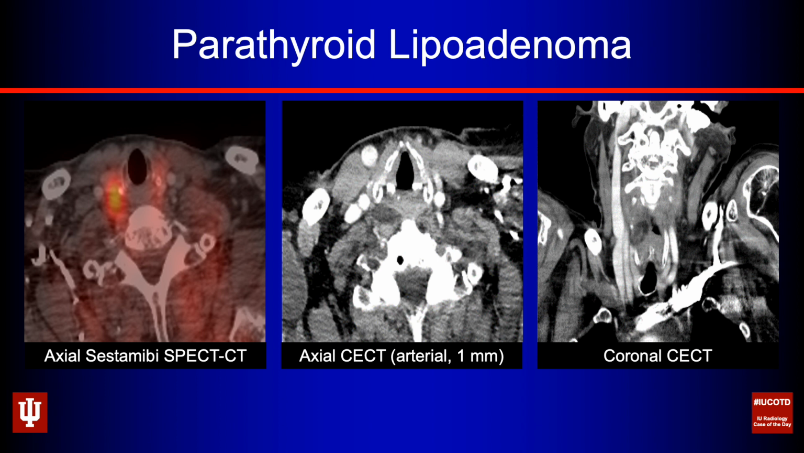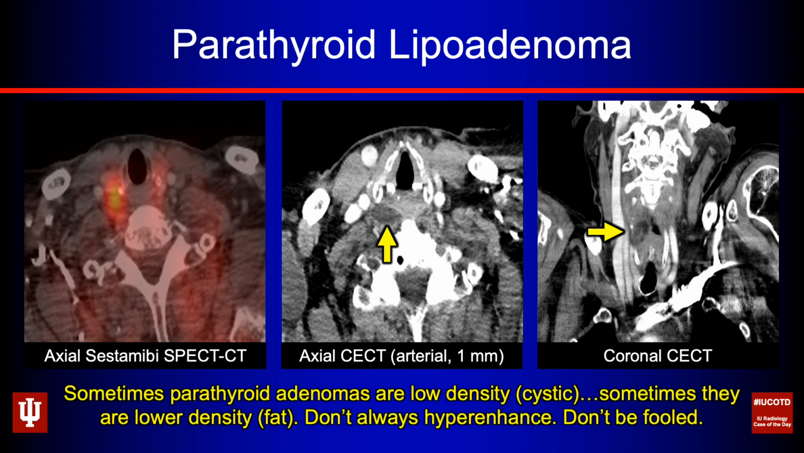And here's just a totally oddball case. In this case, we have a fused sestamibi SPECT CT. It looks like there's some increased uptake sort of sitting back behind the thyroid. You look at the imaging, we have this low-density circumscribed mass that, if you put Hounsfield units on it, there are certain spots within it that contain true fat density. So this was a lipid-rich parathyroid adenoma, or a lipoadenoma.